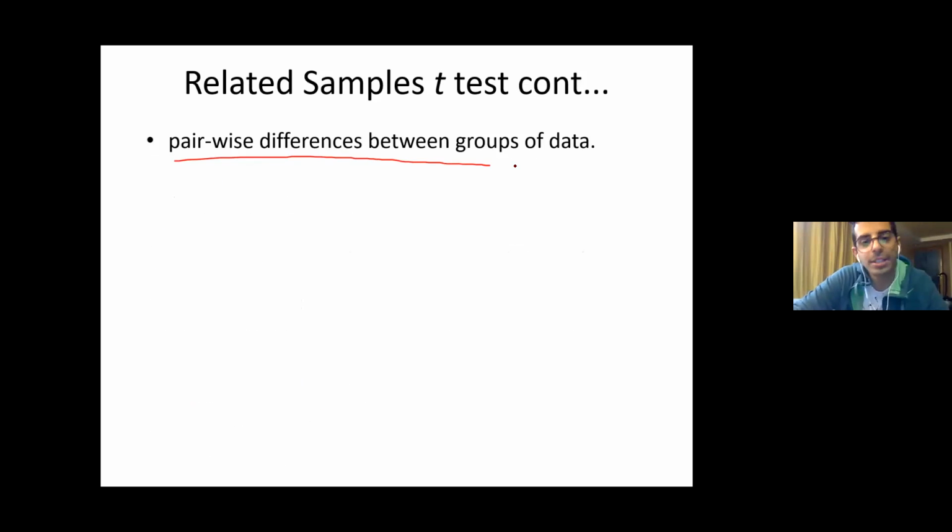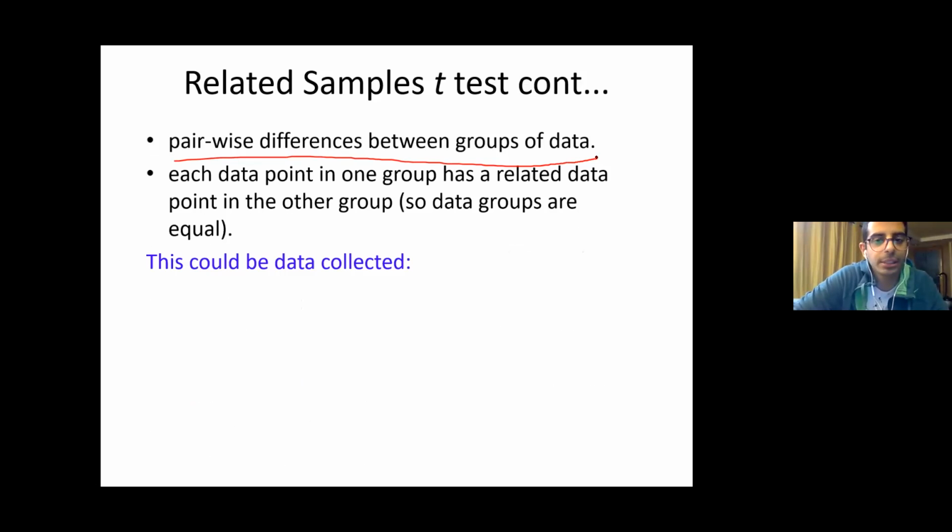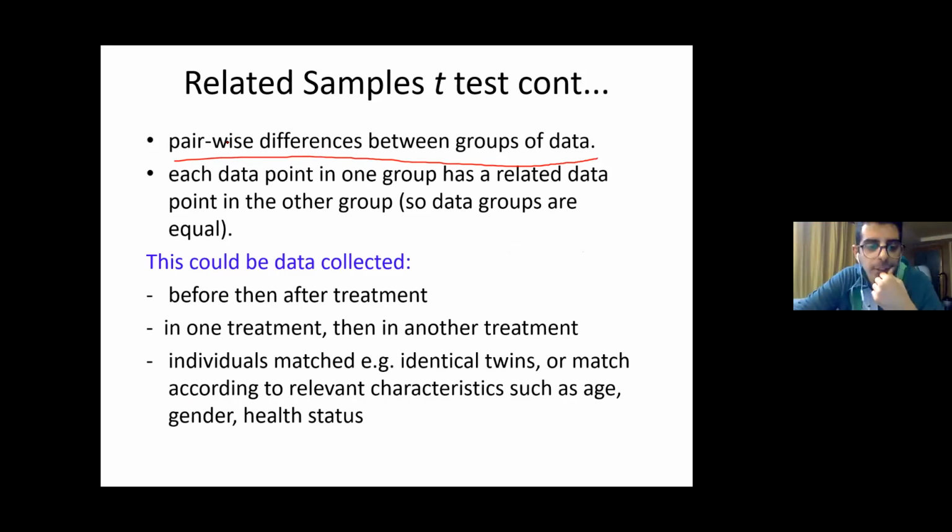Now, pairwise differences. Basically, with those matched pairs, you're just seeing the differences between those groups of data, between drug A and drug B, for example. And at each point, this data could be collected before and then after treatment, one treatment and another treatment, with individuals matched.